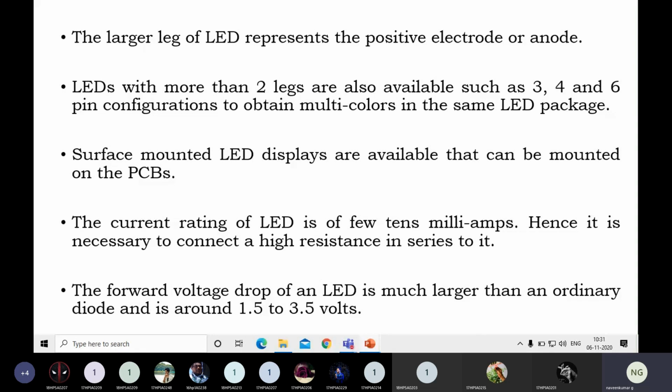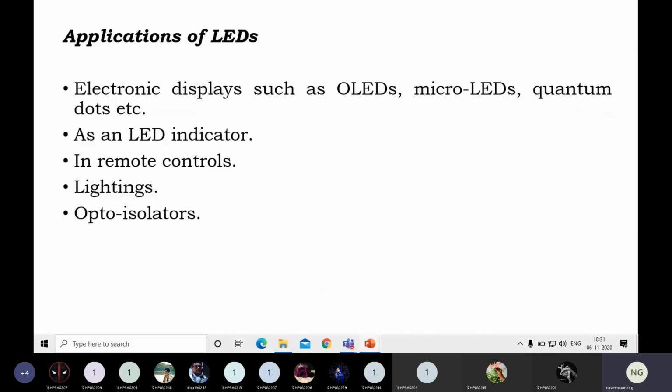Okay, surface mounted LED displays are available that can be mounted on PCBs. Current rating of an LED is just a few tens of milliamperes. Hence, it is necessary to connect a high resistance in series to it. The forward voltage of an LED is much larger than an ordinary diode and is around 1.5 to 3.5 volts.